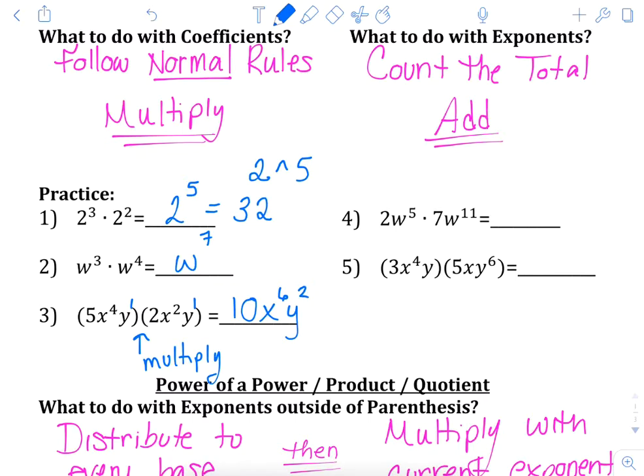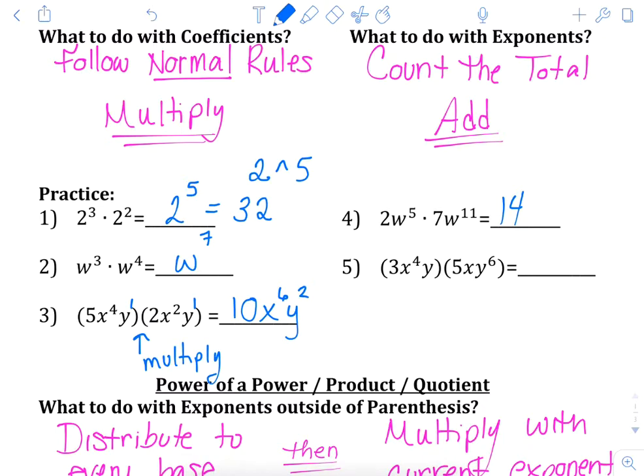Okay, take a second, write that down if you need to. We're going to go to number 4. Problem 4, the 2 and the 7 do not have exponents, so we follow normal multiplication rules with them. 2 times 7 makes 14.